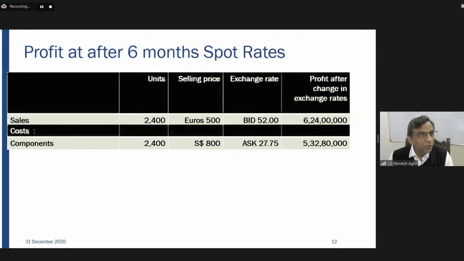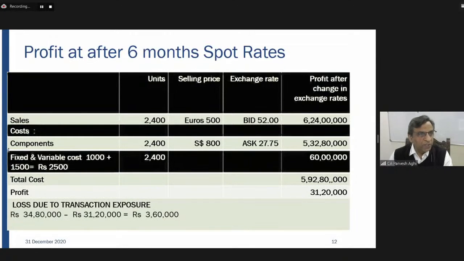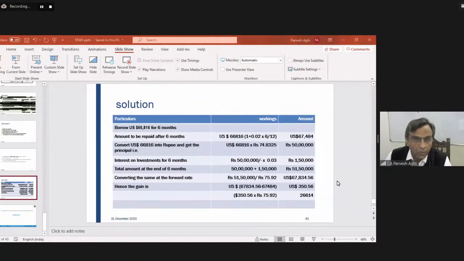But he's going to lose on his components. He's going to pay a higher ask price. If you remember, it was 27.25 and now it is 27.75. So he's losing. He has to pay more money in input cost, which will be 5 crore 32 lakhs 80,000. The fixed and variable cost remains the same. So total cost will be 5 crore 92 lakhs 80,000. One extra comma is there, so we can just reduce it.